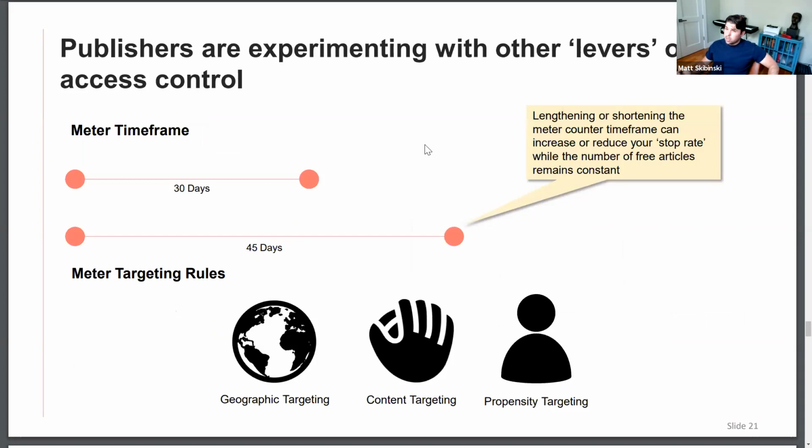If you don't want to lower your meter limit, publishers are looking at other levers. You're not changing it from 5 articles a month, but maybe you're saying it's 5 articles per 45 days instead of per 30 days, or if you're in a particular geographic area, you get a different access rule. If you're a publication that focuses on the tech industry, maybe you have different access rules for people in Silicon Valley than for people elsewhere, for example. Or certain content is more restricted, or you target users based on what you think is their propensity to subscribe and give them different access rules.